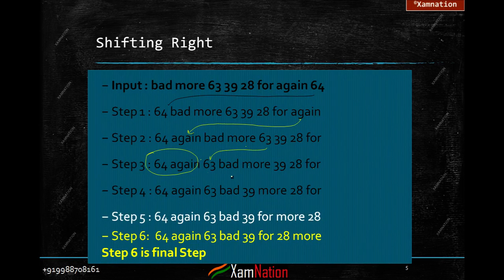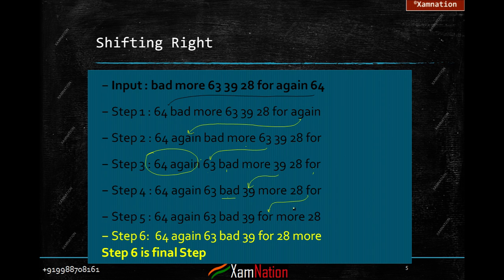Then bad is already at its appropriate position, then they have brought the 39, the number which is just lower than 63. After that they will bring the 4 here, then more. In this way, these are the steps involved to come up with this solution.